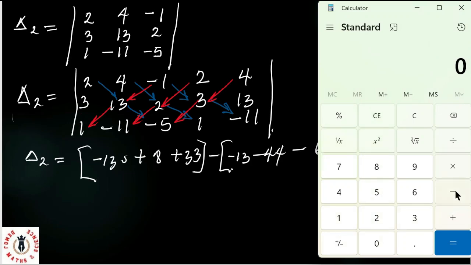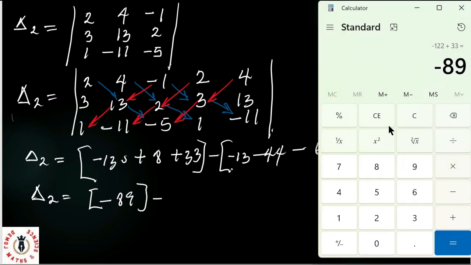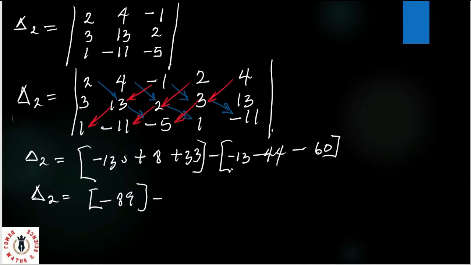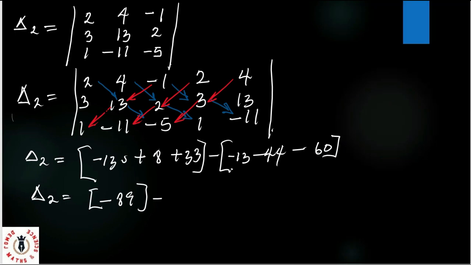So that will come from minus 113 plus 8 plus 33. So that's delta 2 is the same thing as minus 89, minus, I have 13, sorry, that's minus 13, not just 13, negative 13. I have minus 13, minus 44, and minus 60. That's minus 117.